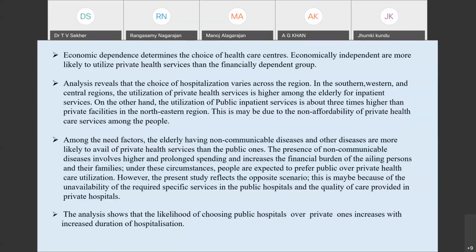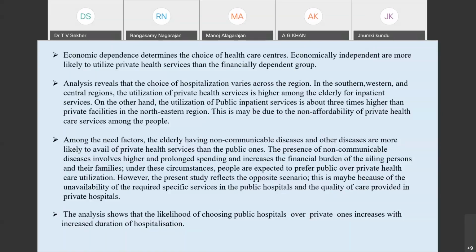But on the other hand, the utilization of public services is about 3 times higher in the northeastern region as compared to the private facilities. This is maybe due to the non-affordability of the people belonging to the northeastern region. There may be some other reason also, because in the northeastern region there exists an economic backwardness. So due to the non-affordability of private healthcare services, the people belonging to the northeast region tend to prefer the public hospitals. There may be some other reason also.